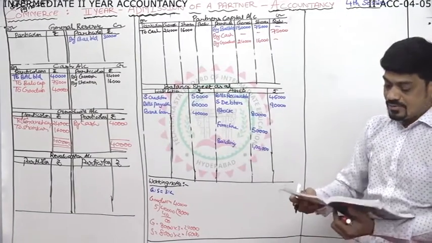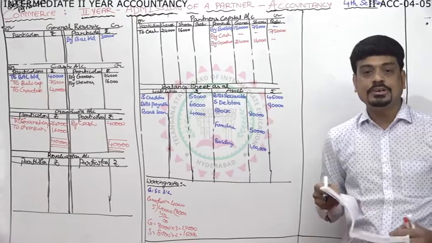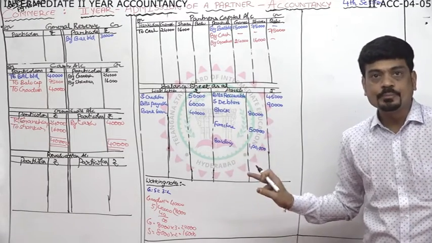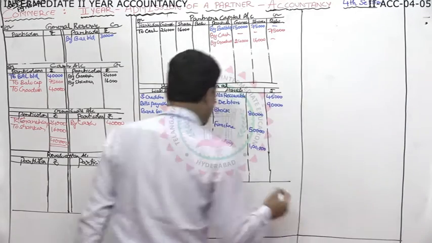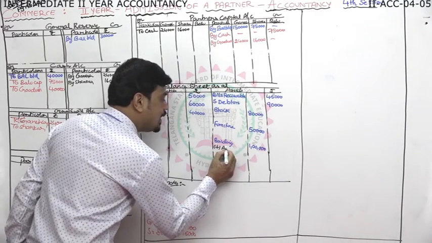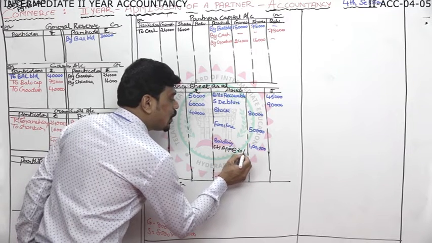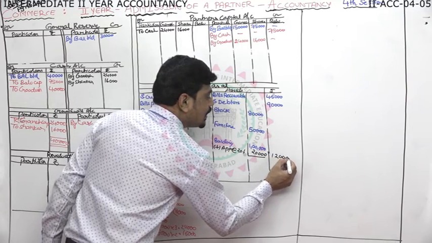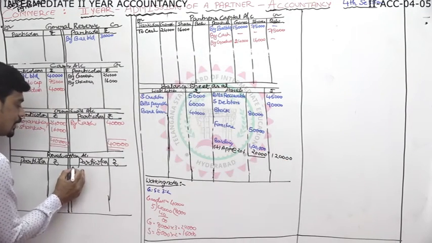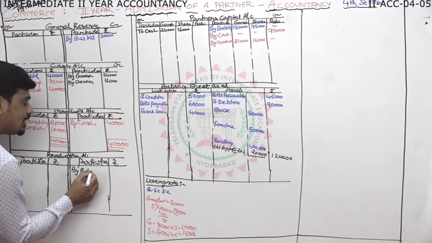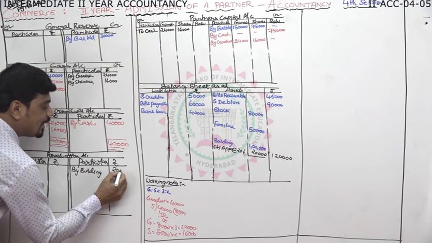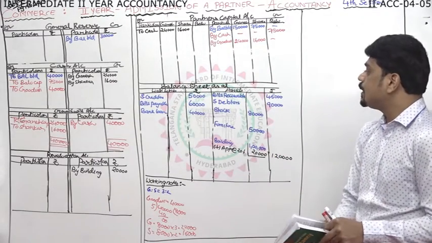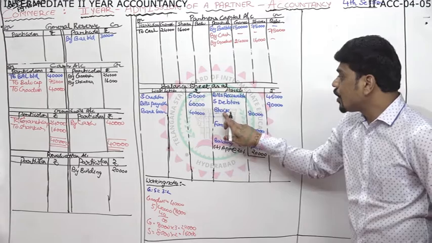Now the next adjustment: building is appreciated by 20%. So building, 1 lakh, 20% comes to 20,000. I'll add to building 20,000, the appreciation at the rate of 20%. So 20,000 added, building is 1 lakh 20,000. So there is an increase in the value of building. So by building, revaluation, credit side, 20,000. Like that, if you see, furniture and stock are depreciated by 5%. So stock, 80,000.